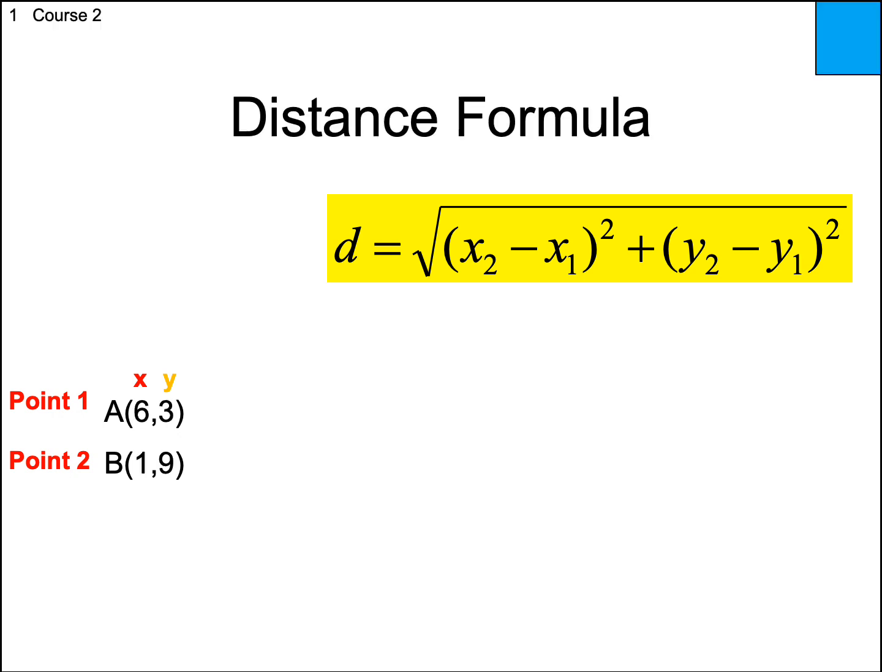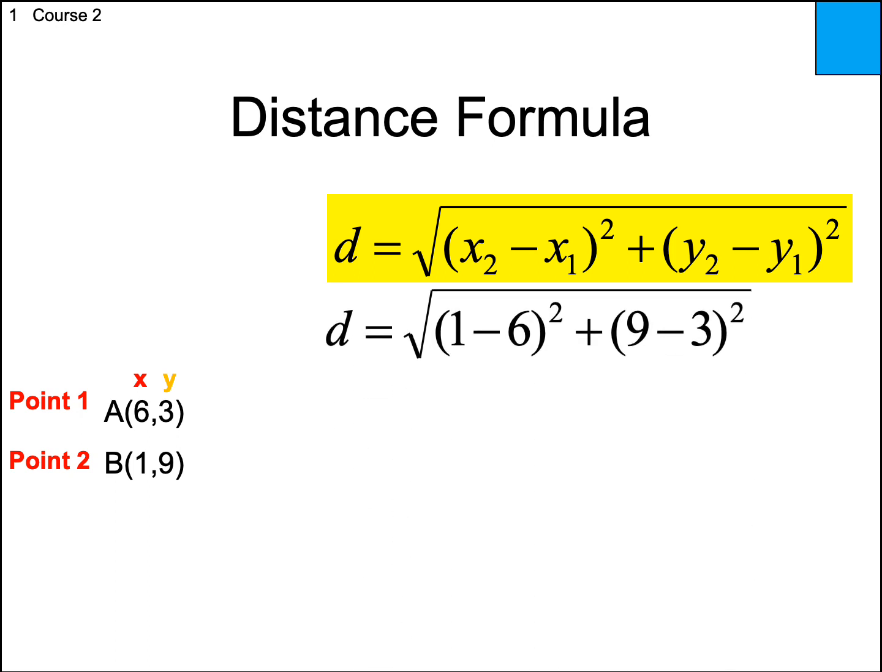Okay? Hey, let's do one just to make sure we got this one down. Okay? This is the easy one. Notice there's no negative numbers there, so that's why this one's easy. All right. Make sure you label x, y, and then point 1, point 2, and then plug in your numbers. x2 is 1, x1 is 6. y2 is 9, y1 is 3.